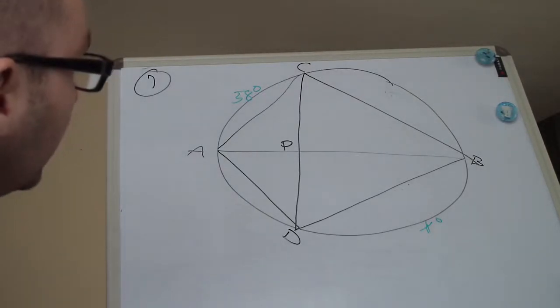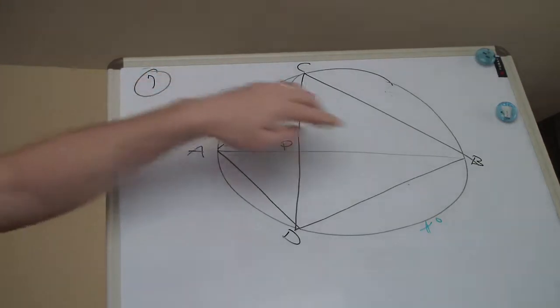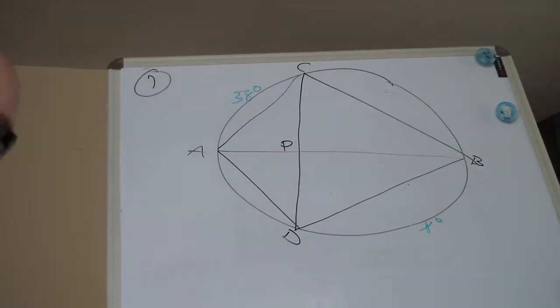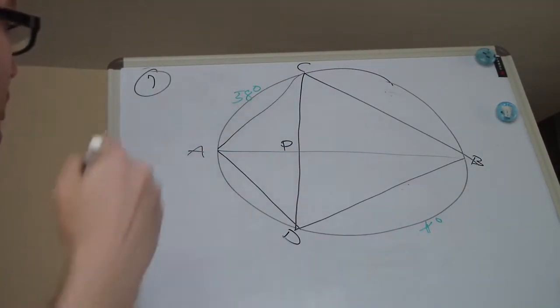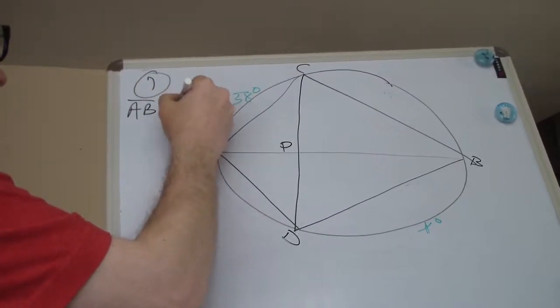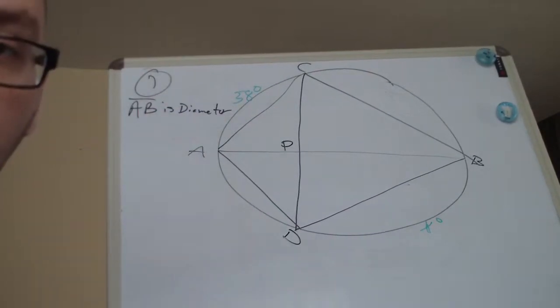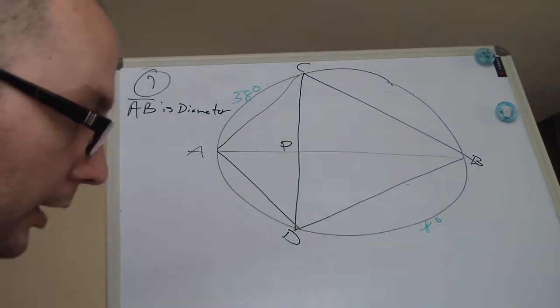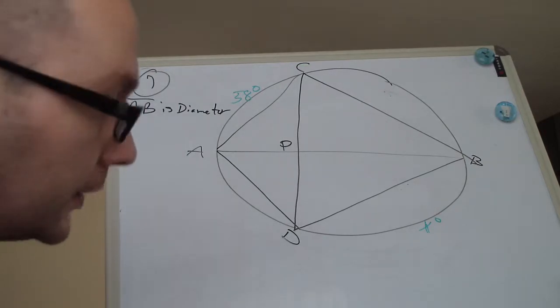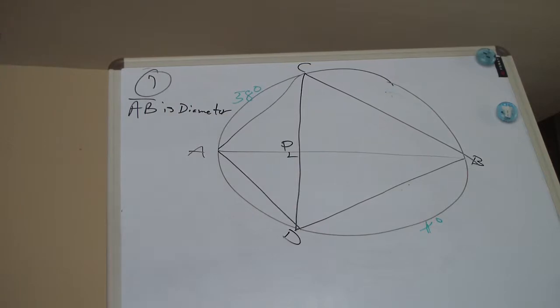Alright, so number 7. I drew the picture here. It says use the diagram. AB is our diameter, so I'll go ahead and write that. AB is the diameter. And AB is perpendicular to CD. So we have a right triangle going on here.